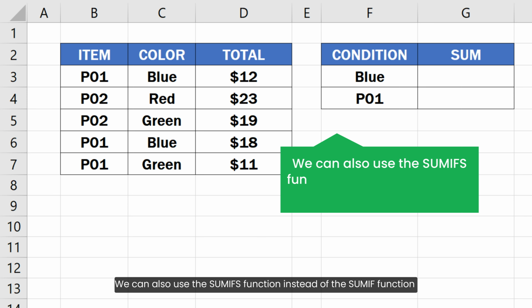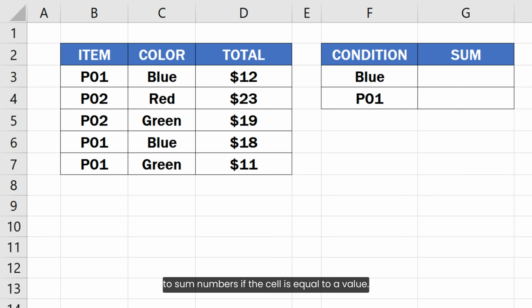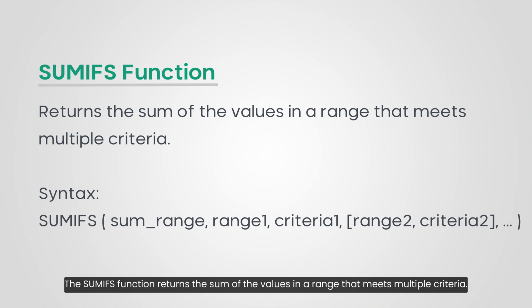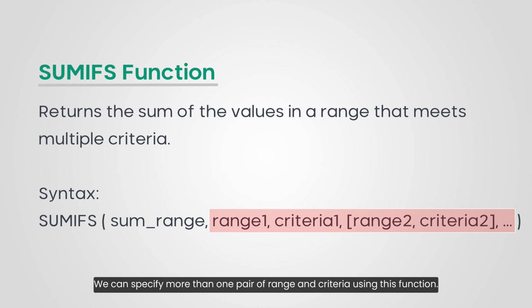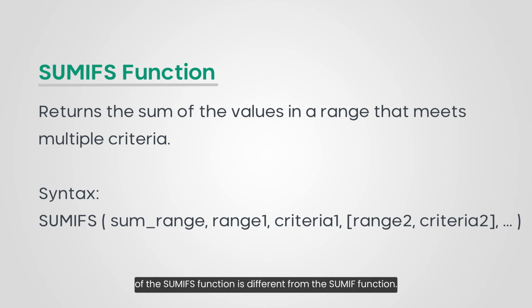We can also use the SUMIFS function instead of the SUMIF function to sum numbers if the cell is equal to a value. The SUMIFS function returns the sum of the values in a range that meets multiple criteria. We can specify more than one pair of range and criteria using this function. Please note that the order of the arguments of the SUMIFS function is different from the SUMIF function.